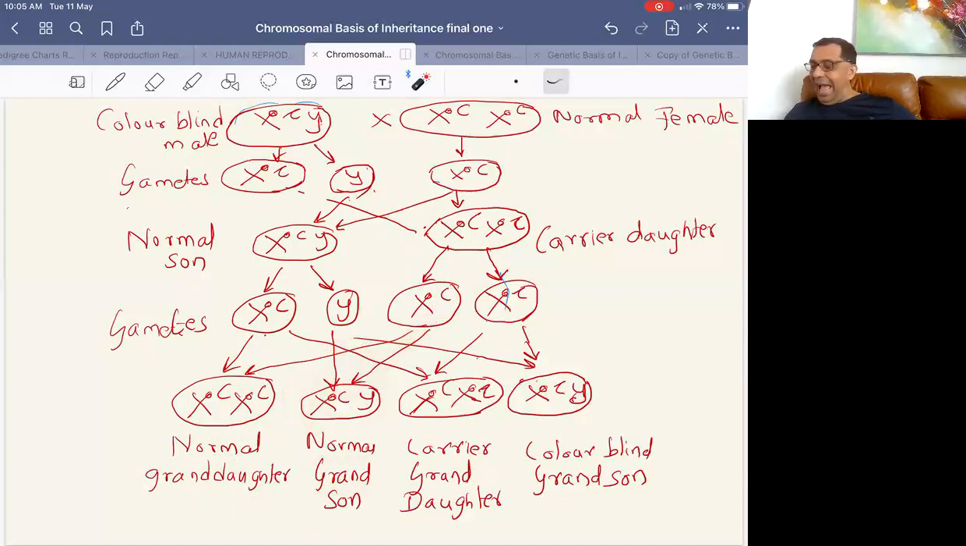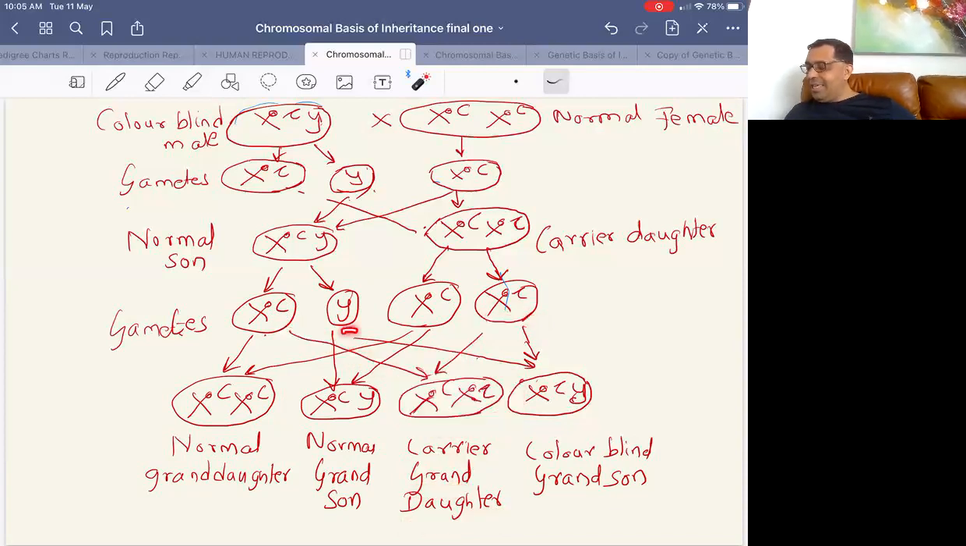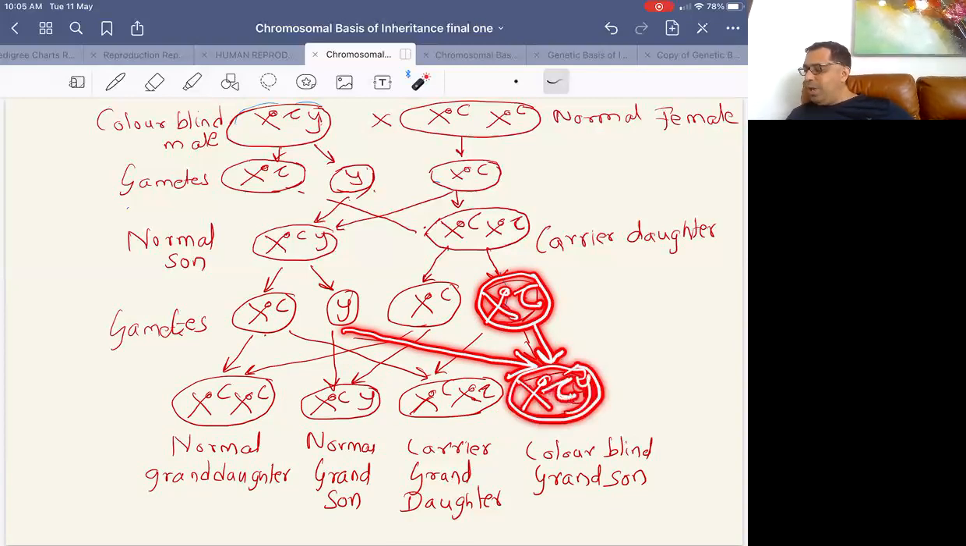And then you will have X capital C and X small c to now form a carrier granddaughter. तो carrier granddaughter हो गई. And सबसे crucial, यहां से आया Y और यहां से आया X small c to now become X small c Y, which will become a colorblind grandson.